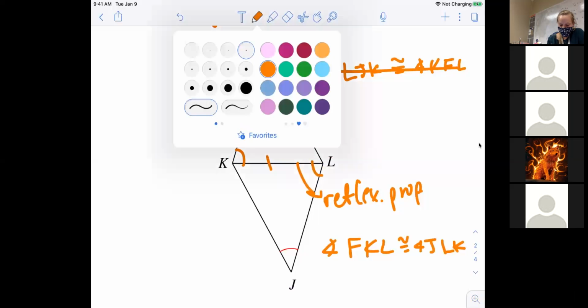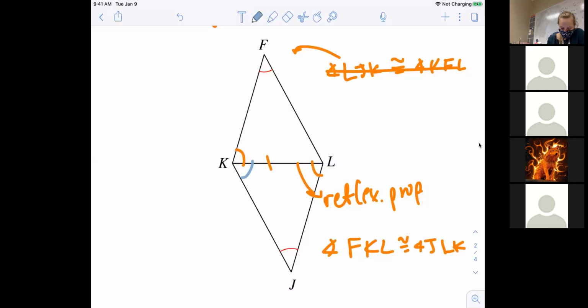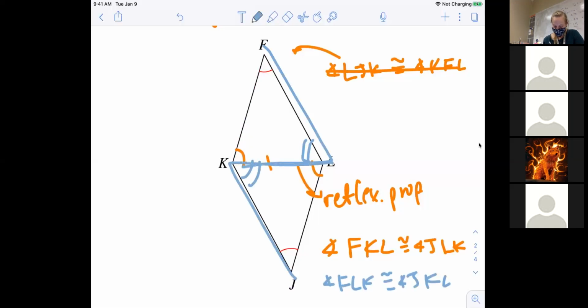Let me do it in, I don't know, blue. What if these were angle markings? How would I label my blue angles? What would those names be? FLK, good. FLK, and then JKL, very good. So both of those answers are acceptable.